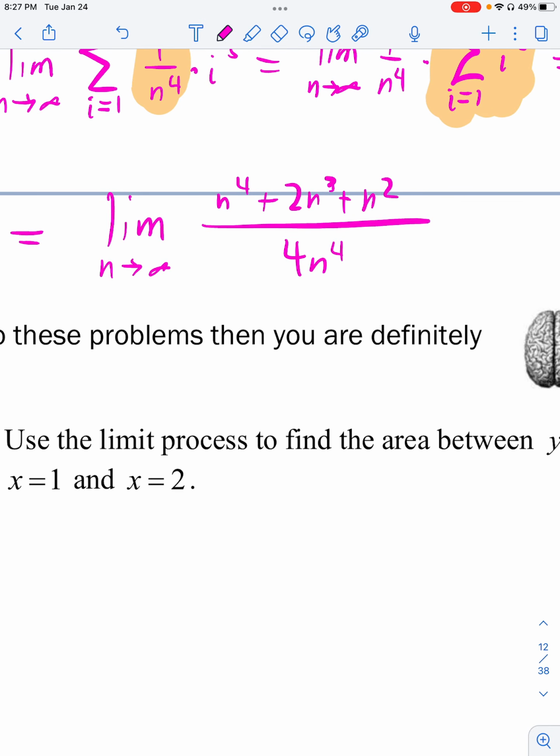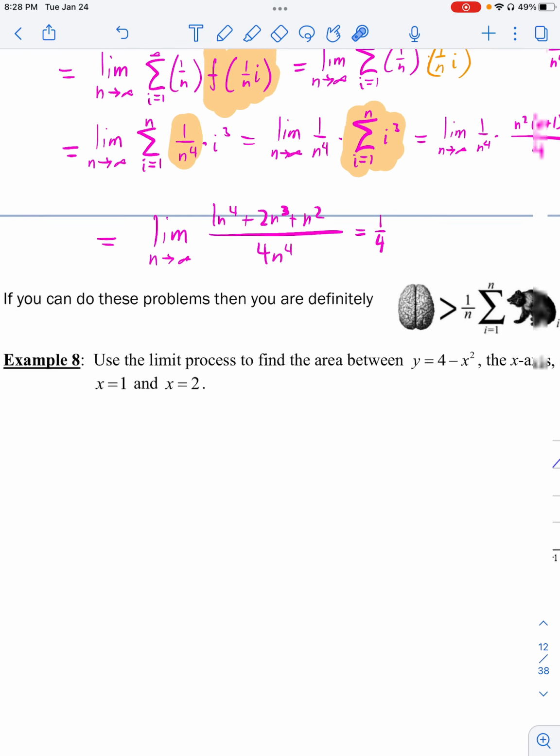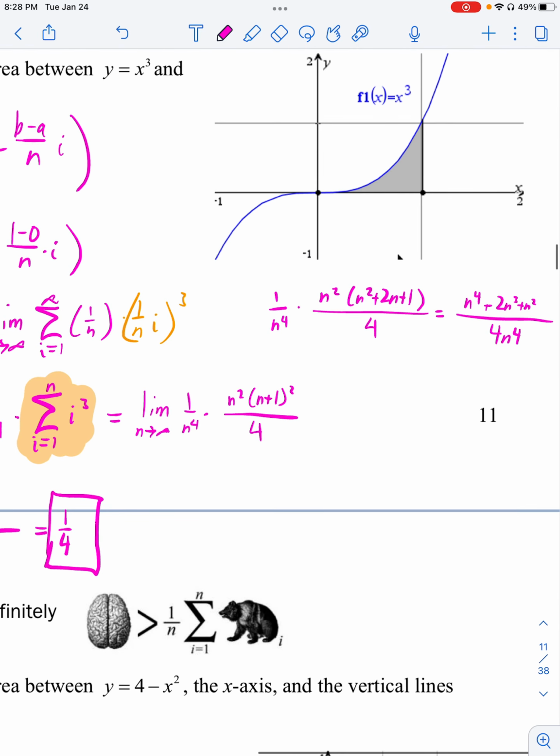Now it's just evaluating a limit. This is a pre-cal problem, the end behavior asymptotes of this function. As n goes to infinity, this limit is going to be equal to 1/4, because the degree of our top is 4 and the degree of our bottom is 4. When the degrees are equal, we just divide the lead coefficients. So 1/4 is the final answer of this problem. The area equals 1/4. There you go, that's an integral.